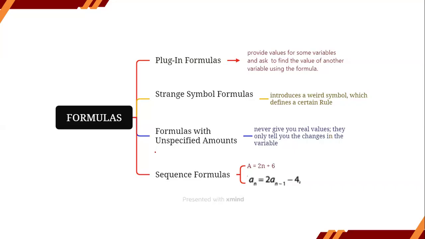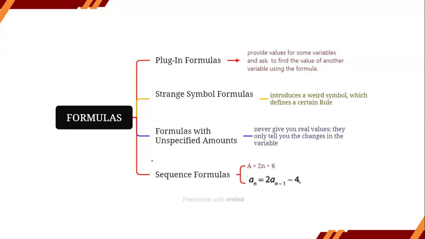Okay, now the third type of formula question is formulas with unspecified amounts. Here again, they are going to give you the formula and the variables in the formula, but they will not give you the value of the variable. Instead, they will define certain changes happening in the variable, maybe how the variable was before and how it is after the changes. That is what you will be provided in this type of question. Fourth formula question is sequence formulas.